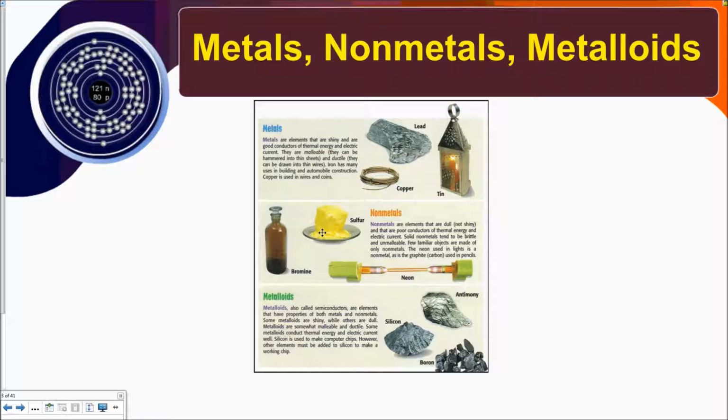As for metalloids, also called semiconductors, they are elements that have properties of both metals and nonmetals. Some metalloids are shiny, while others are dull. Metalloids are somewhat malleable and ductile. Some metalloids conduct thermal energy and electric current well. Silicon is used to make computer chips. However, other elements must be added to silicon to make a working chip.